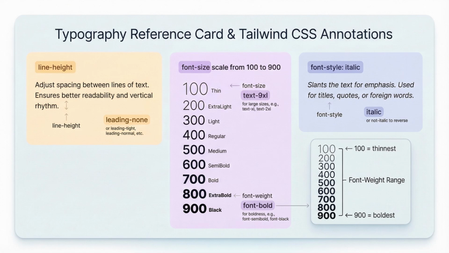900 is your heaviest, boldest text. Think big hero headings. As you move toward 100, the text becomes lighter and more delicate. You pick the weight based on the visual hierarchy you're trying to create.